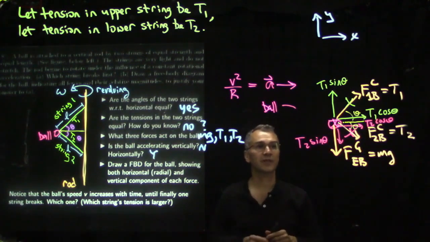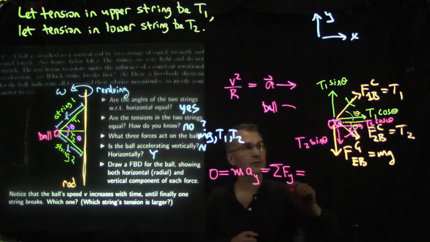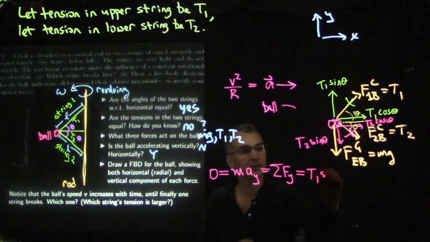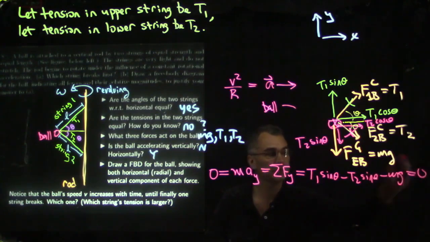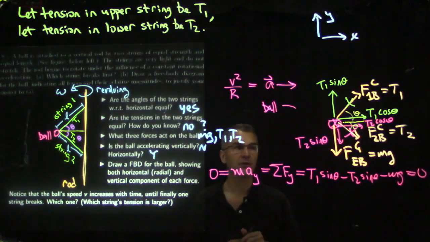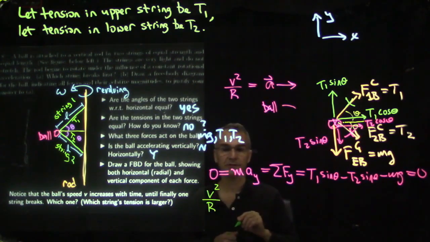Now let's write Newton's second law. Let's do it first for the vertical component. So up minus down: T1 sine theta minus T2 sine theta minus mg. Those must sum to 0. Now for the horizontal component, so the acceleration is v squared over r.